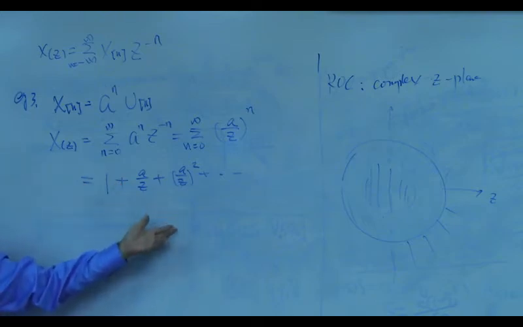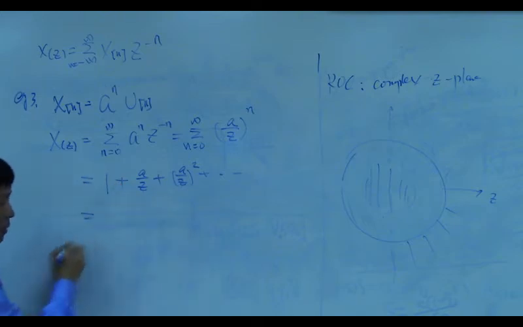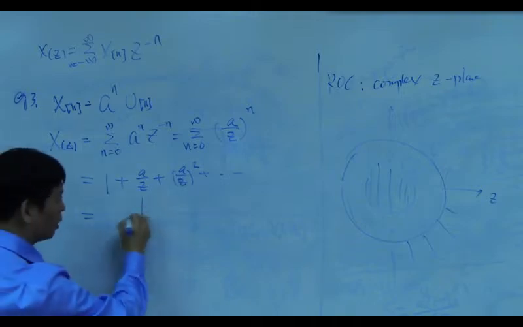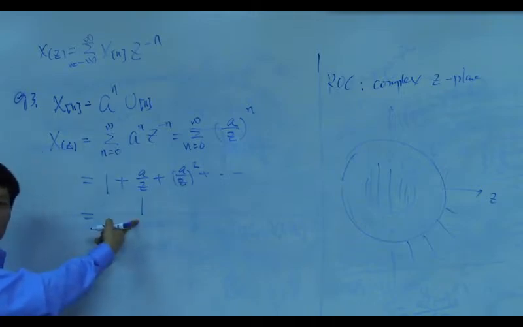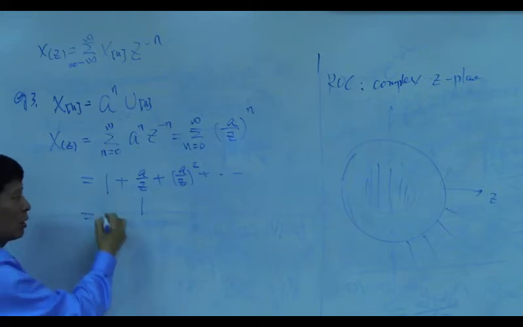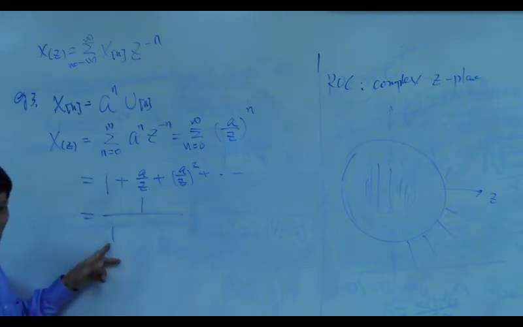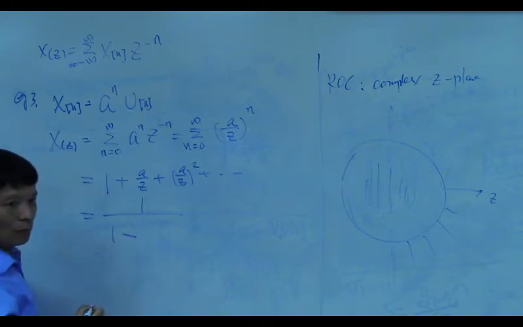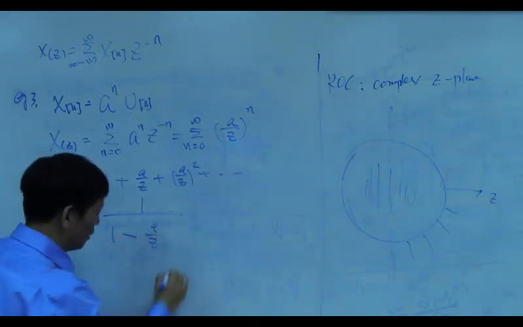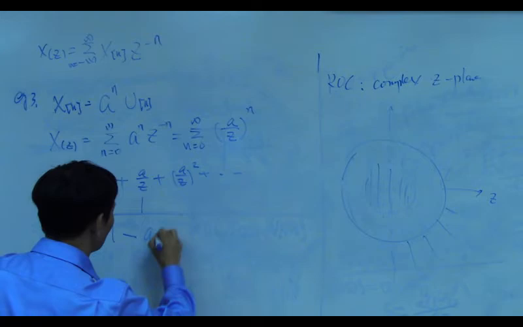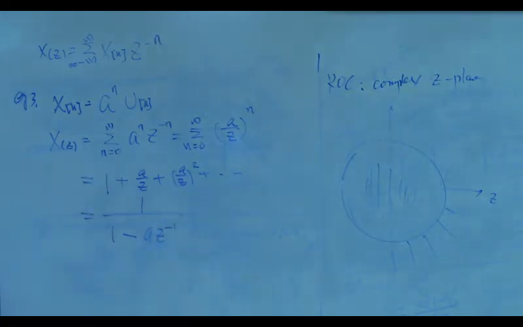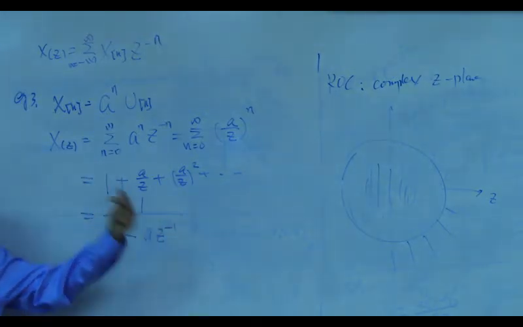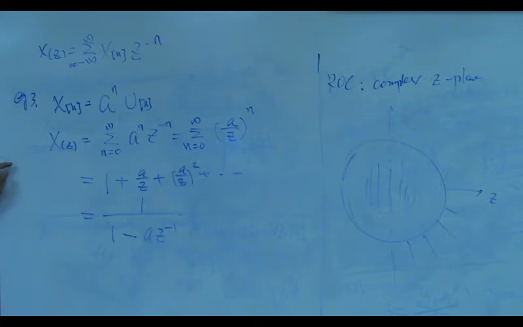This is a geometric sequence, right? What's the sum equal to? 1 on the top. What is this 1 here? First term over 1. This one is 1, right? Not first term. Minus a over z. A over z, or a z to the negative 1. I think that's what you said, right? 1 over 1 minus a z to the negative 1. A over z means a times z to the negative 1.